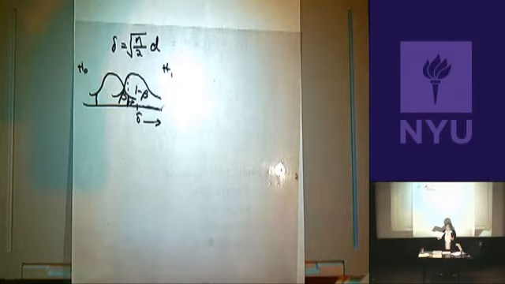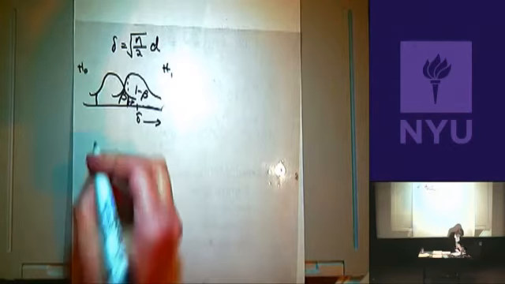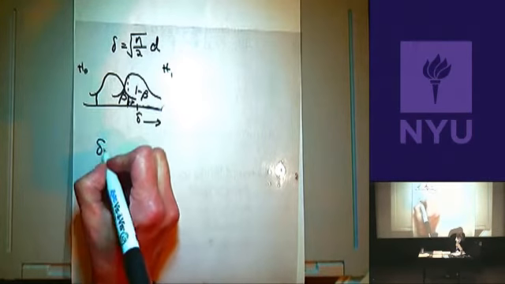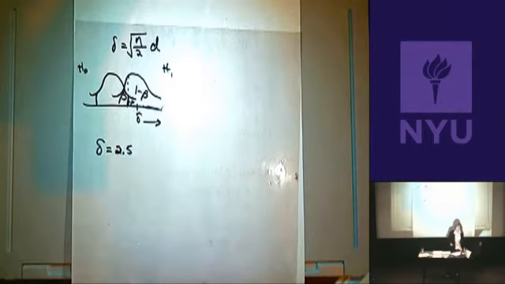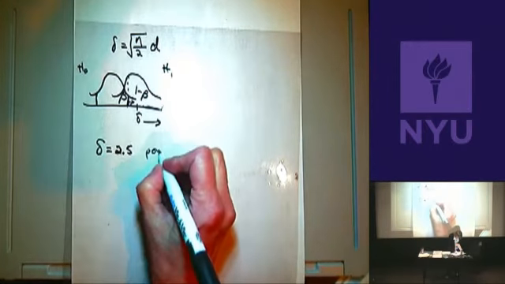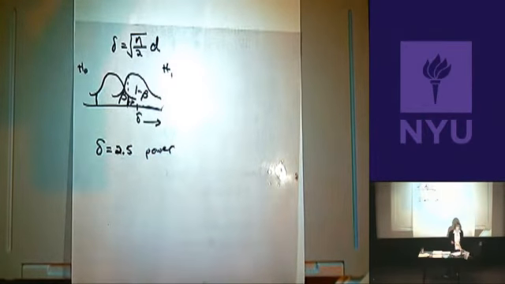We're going to start with the absolute simplest idea and work up. So the first question is, if I have a delta of 2.5, what's my power? That's the first question.